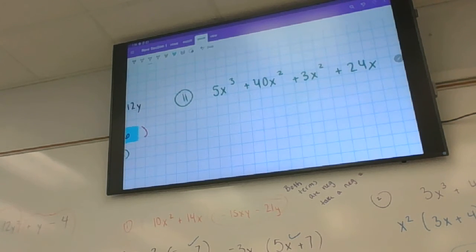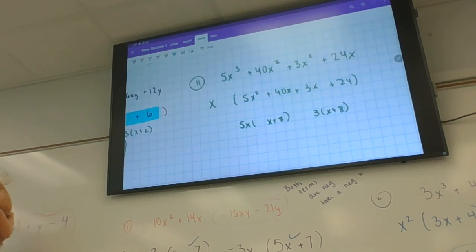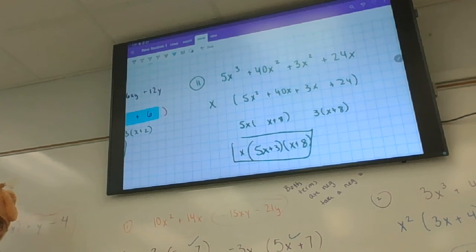Alright, what's the GCF in this one? You could take an x to start. And then the only difference will be one of your factors will have one less x in it. So my answer is 5x plus 3 and x plus 8. Who has that, but there's one extra x in one of their factors? Thumbs up if you got your numbers right. Oh, good. It's a good amount.